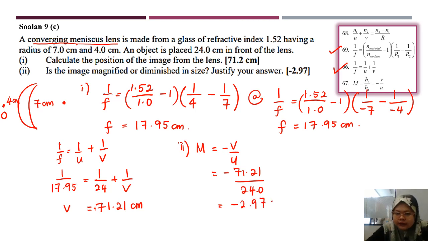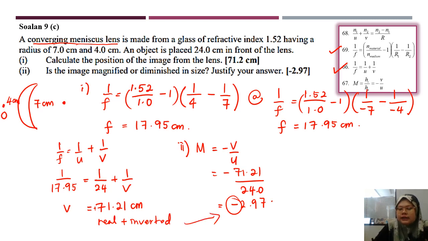Okay, apa maksud negatif tadi? Negatif maksudnya image tu adalah inverted. Macam saya cakap. Okay, so your image here is real. So real dia adalah inverted. Okay, so jadi dia proofkan dekat sini. Nampak tak? You dapat magnification negatif. Bila you dapat magnification negatif, meaning that image tu adalah image yang inverted.